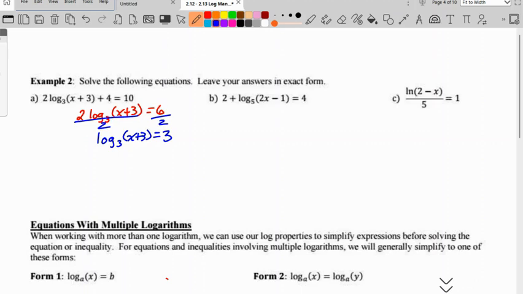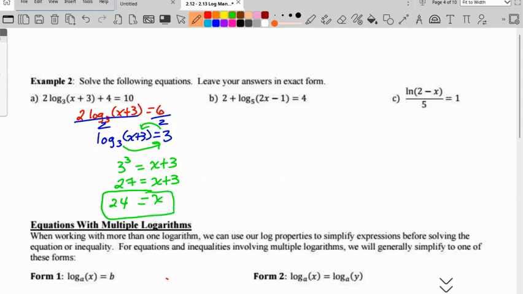Okay. And then I just want to rewrite it in exponential form. We've now isolated our log, have the numbers on the other side. So now we're ready to do our disco dancing. 3 to the third power equals x plus 3. Beautiful. 3 cubed is 27. So 27 is x plus 3. Subtract 3 from both sides, and we get x equals 24.